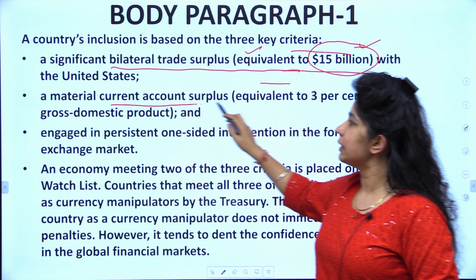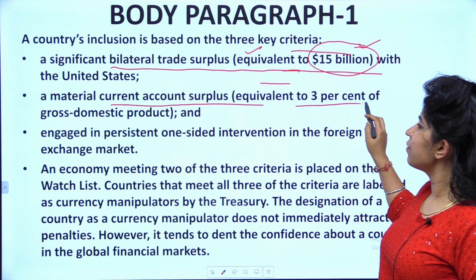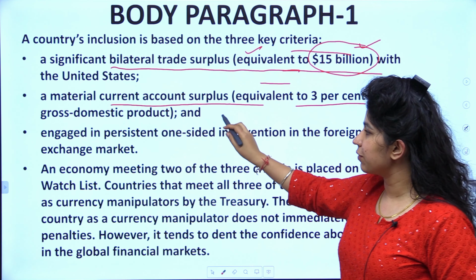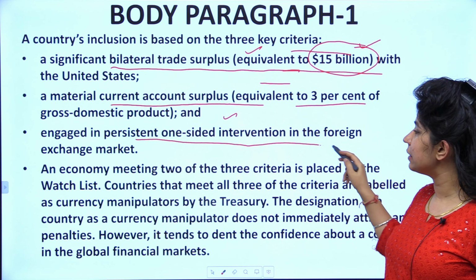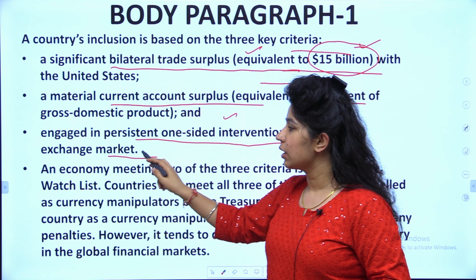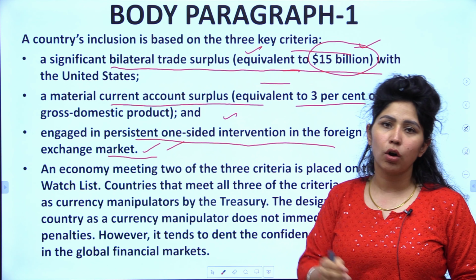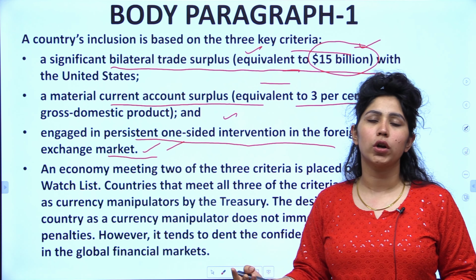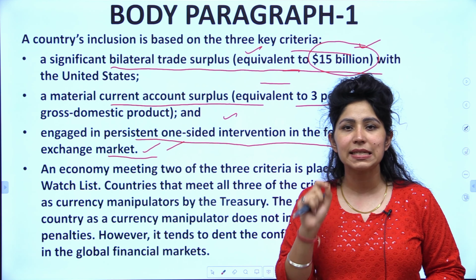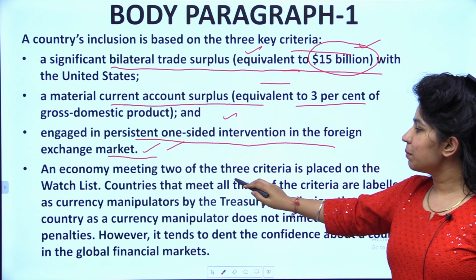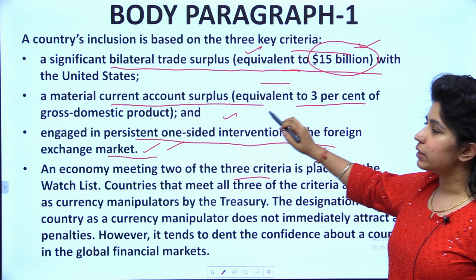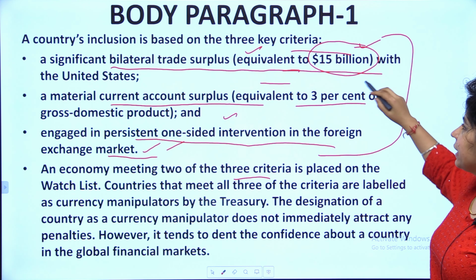India should have a trade surplus equivalent to $15 billion with the United States. Then there should be a material current account surplus equivalent to 3% of GDP for that year. Then it should be engaged in persistent one-sided intervention in the foreign exchange market, for example, buying a lot of foreign currency or selling a lot of foreign currency, or manipulating its actual currency to a lower value. An economy meeting any 2 out of these 3 criteria. These are the 3 criteria mentioned.